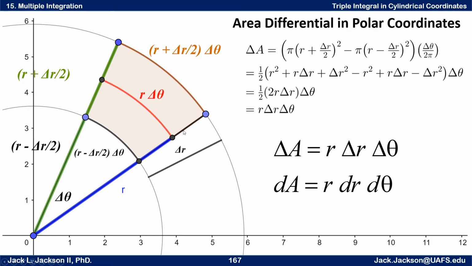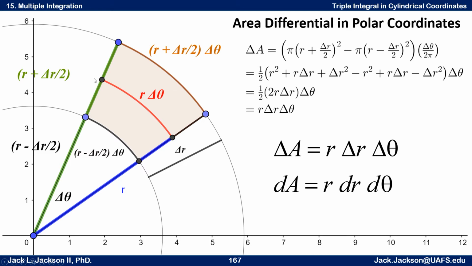So that makes the outer radius r plus delta r over 2 and the inner radius r minus delta r over 2. And of course, arc lengths are just proportional to the angle, delta theta here. So this black length on the inner one is r minus delta r over 2 times delta theta, and the one on the outside is r plus delta r over 2 times delta theta. And the red length here, in the middle, is r times delta theta. And this is delta r.